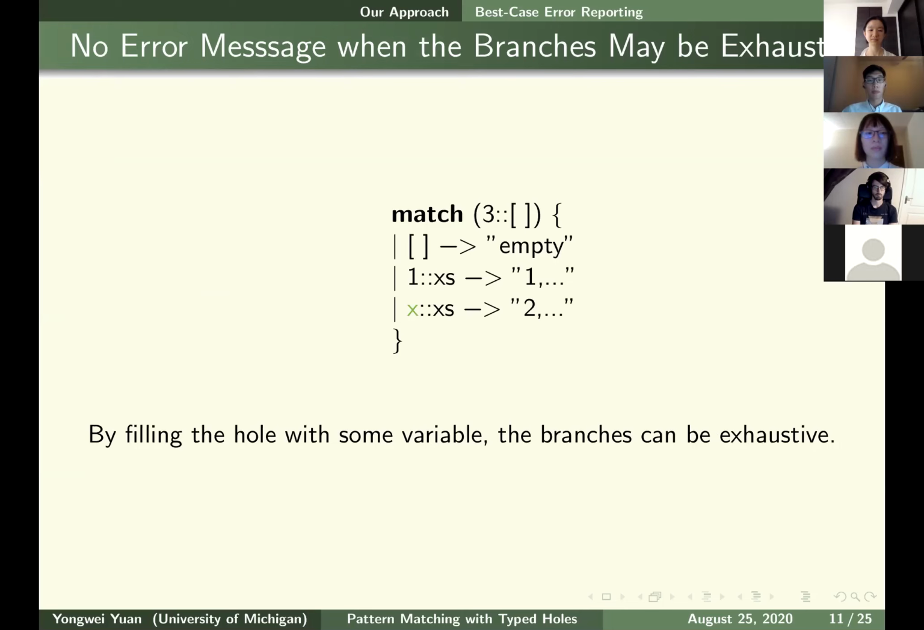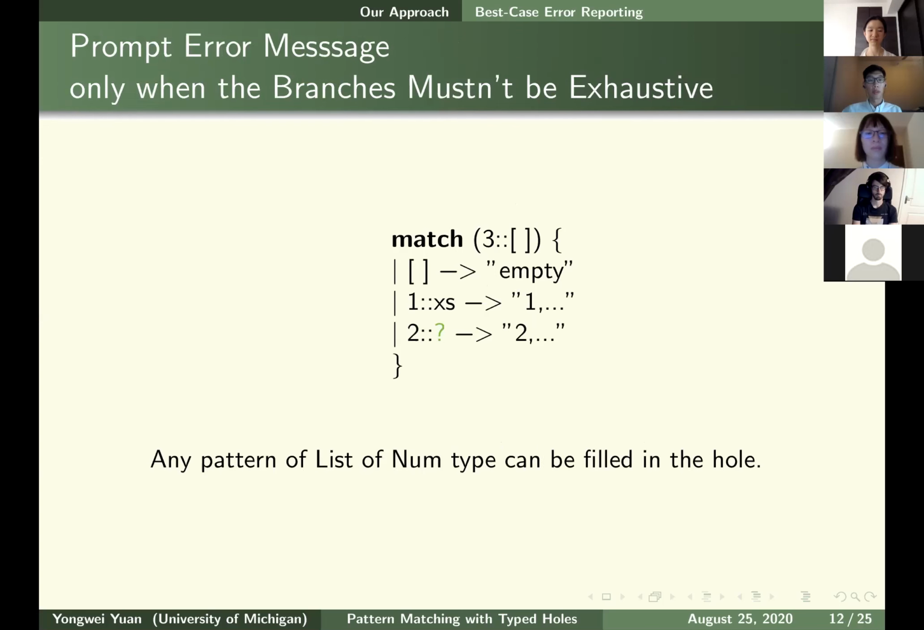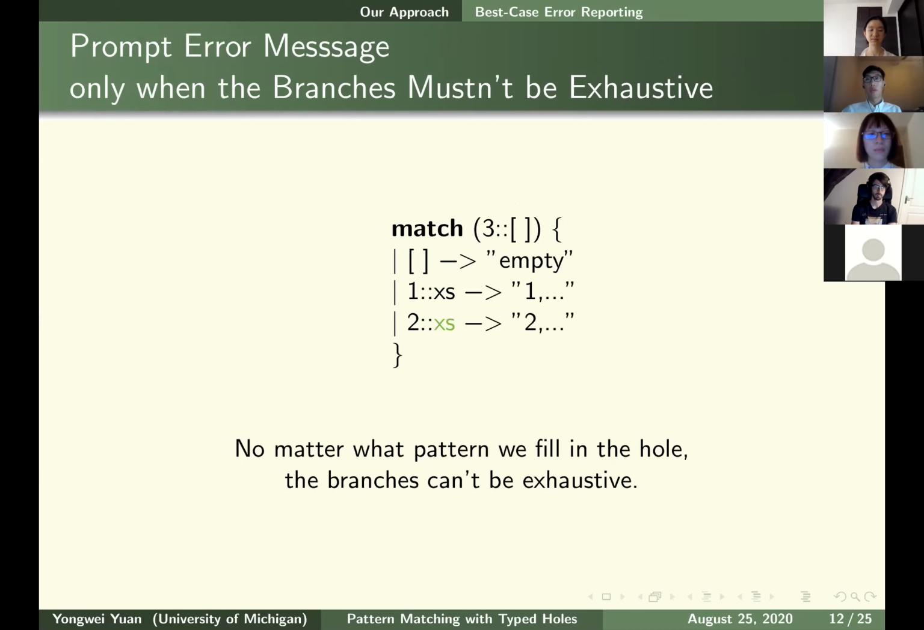In this case, we shouldn't prompt any error message, since the branches may be exhaustive by filling the hole with a variable. What about this one? No matter what pattern we fill in the hole, the branches cannot be exhaustive.